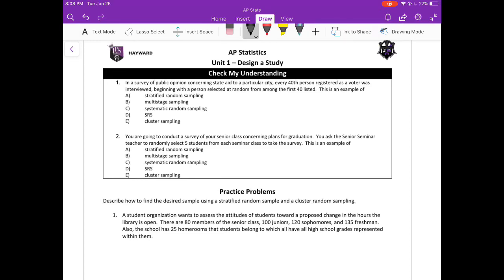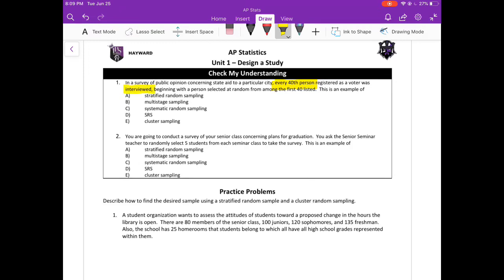So now that you've had some time to go over these problems by yourself, I'm going to go over the answers. So under the check my understanding, a survey of public opinion concerning state aid to a particular city, every 40th person registered as a voter was interviewed, beginning with a person selected at random from among the first 40 listed. This is an example of, so our key word here is that it's every 40th person. So go ahead and highlight that. Every 40th person registered as a voter was interviewed, okay?